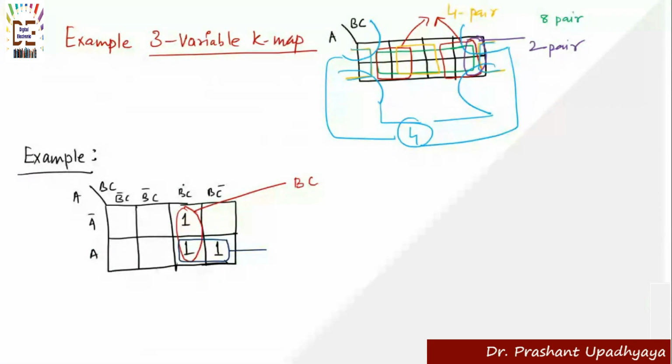And what will be the answer from here? See here, you remember what is same? This B is the same, but C and C bar was changing. So we will not take an element which is changing. What is common here? A is common. So what will be my answer? My answer will be A B. So my output Y will be equal to AB plus BC.